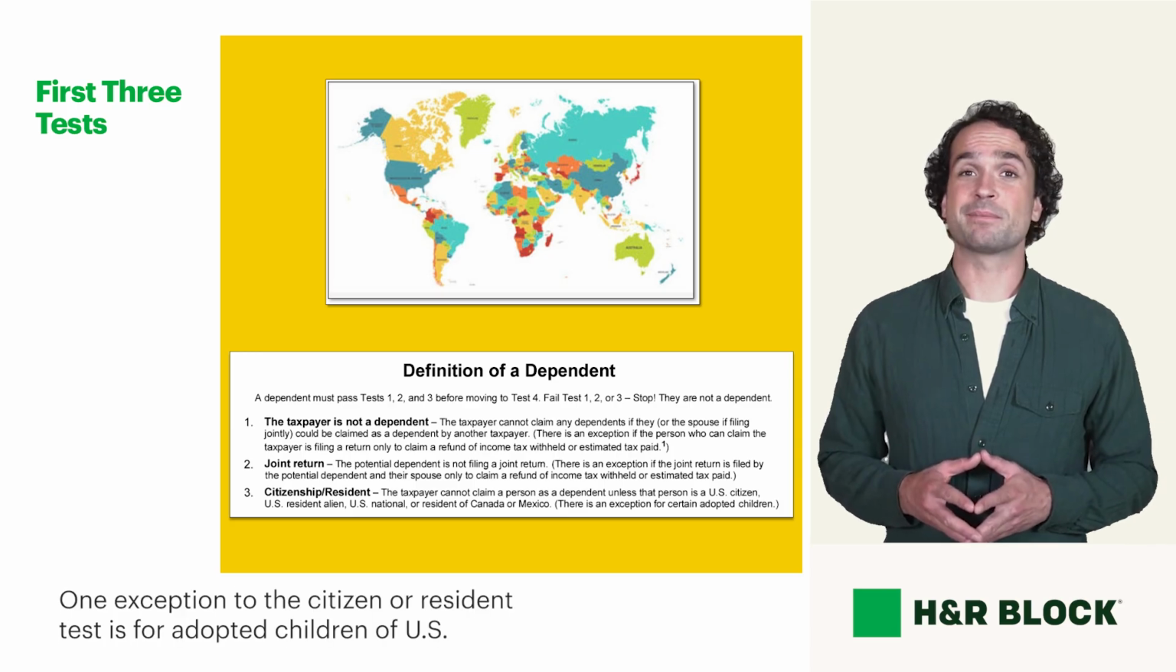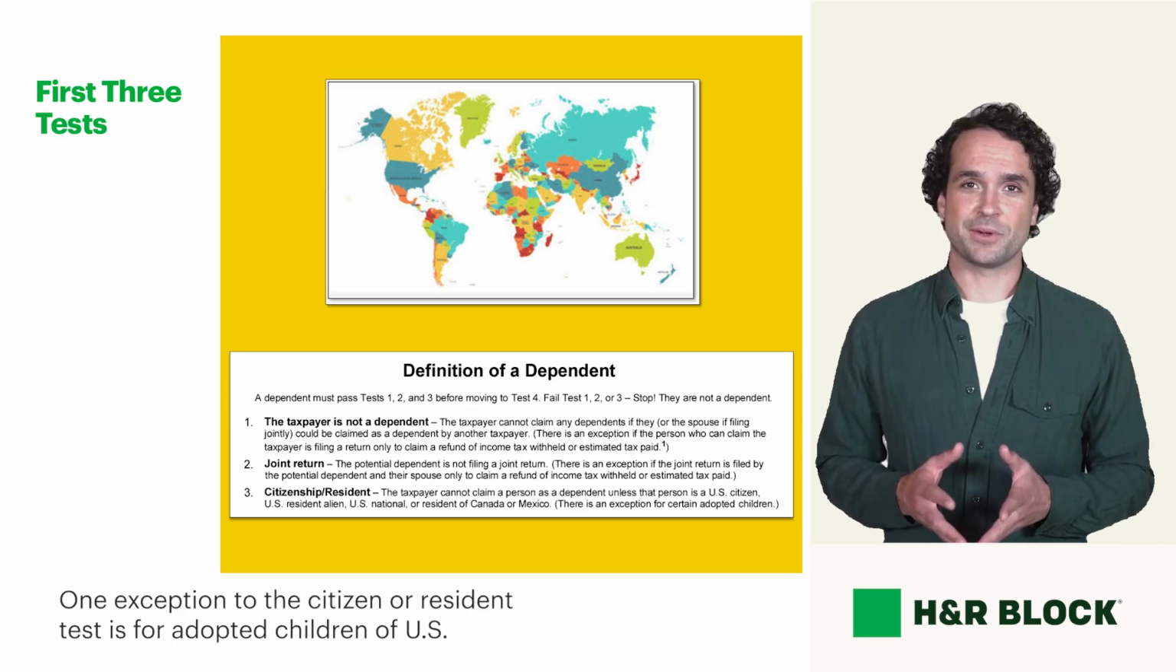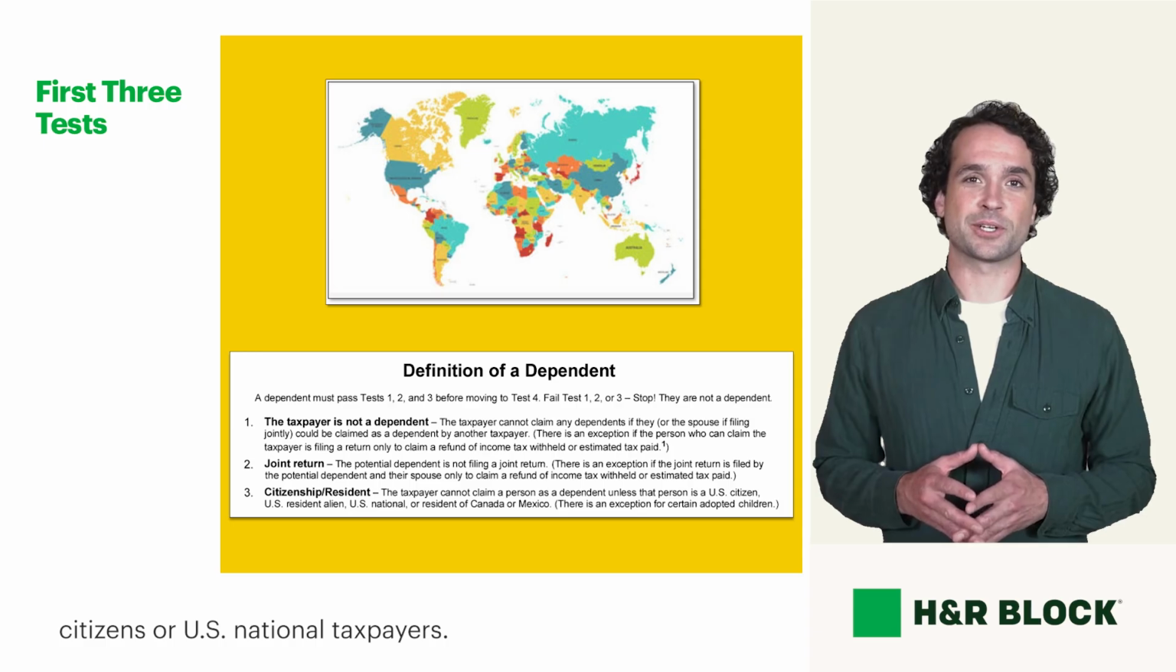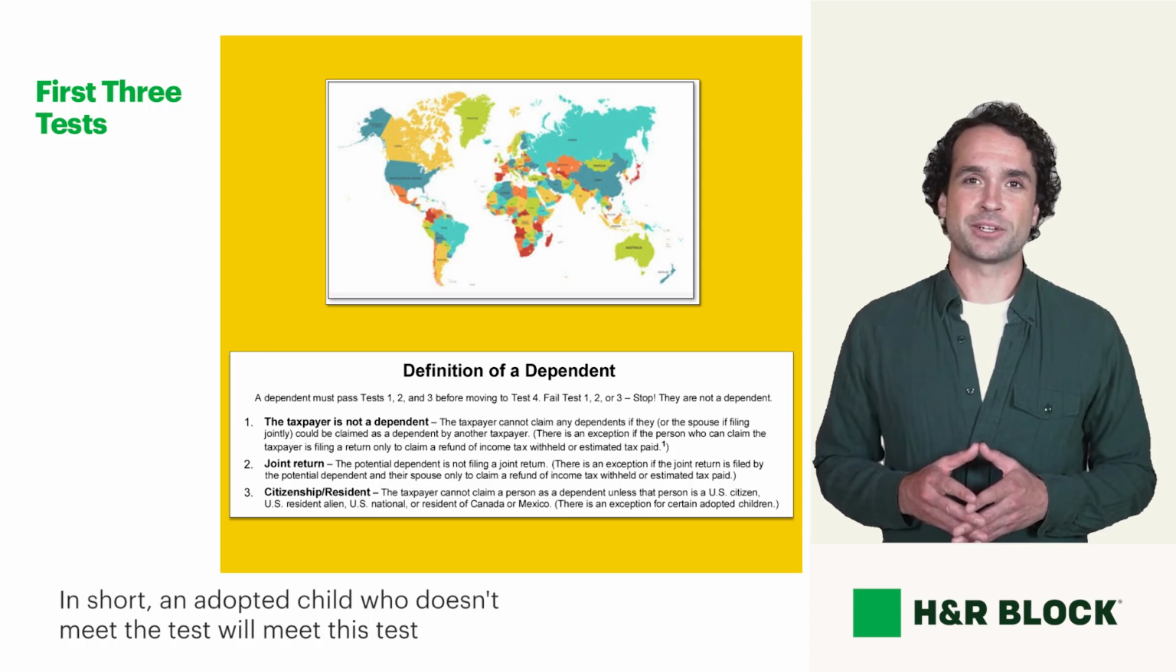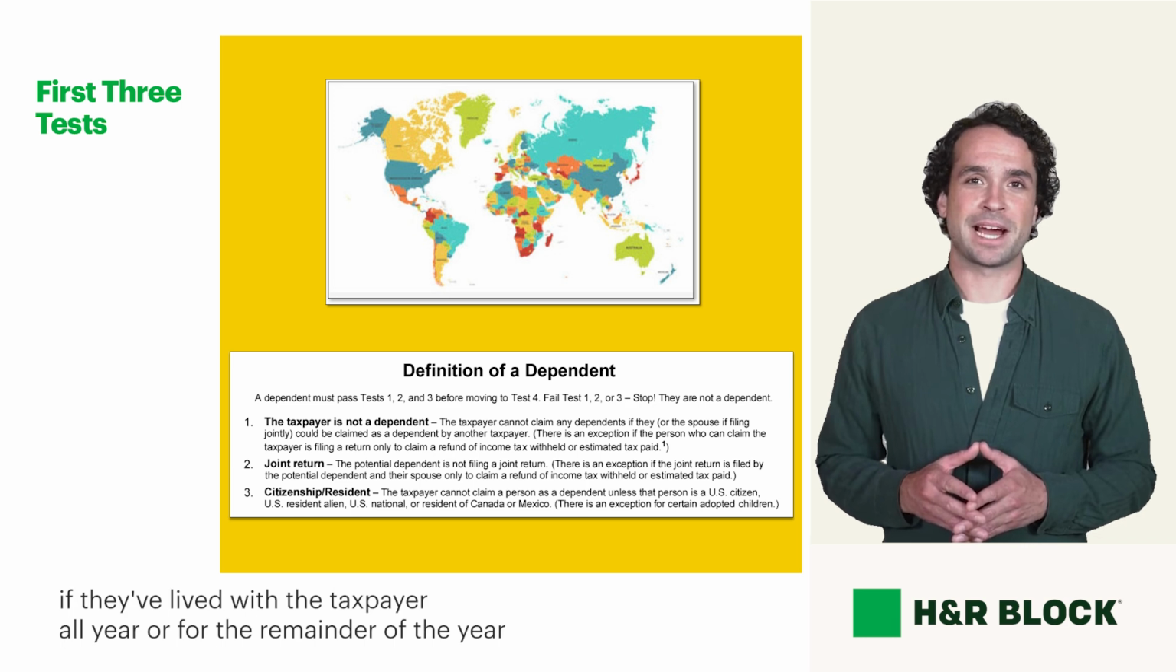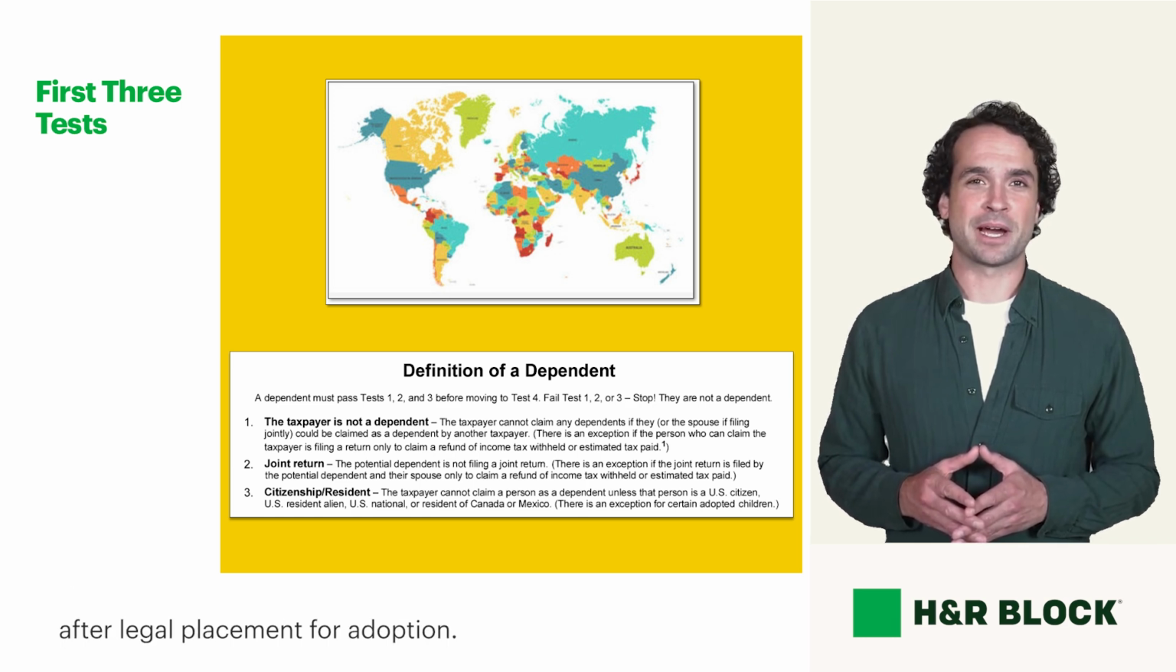citizen. One exception to the citizen or resident test is for adopted children of U.S. citizens or U.S. national taxpayers. In short, an adopted child who doesn't meet the test will meet this test if they've lived with the taxpayer all year or for the remainder of the year after legal placement for adoption.